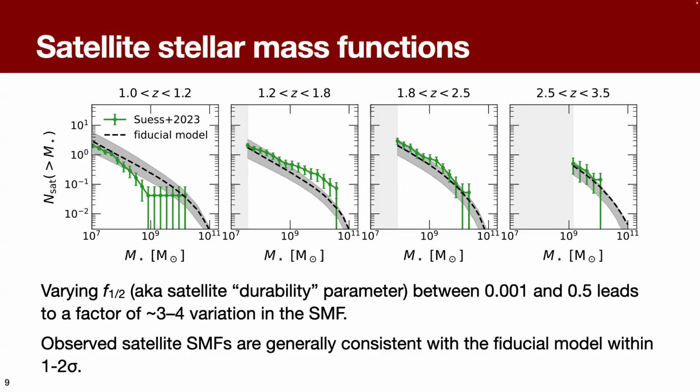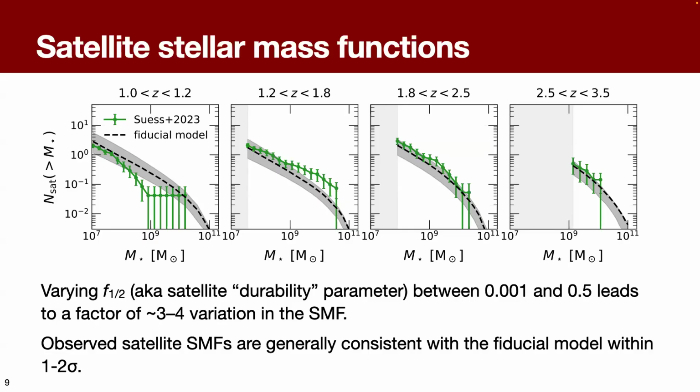And what we find is that within our model framework, varying this f_1/2 parameter can lead to a factor of 3 to 4 variation in the predicted satellite mass function. And this really highlights the extent of the uncertainty that gets imparted on the stellar mass function by this uncertainty in how we model the tidal disruption of galaxies.